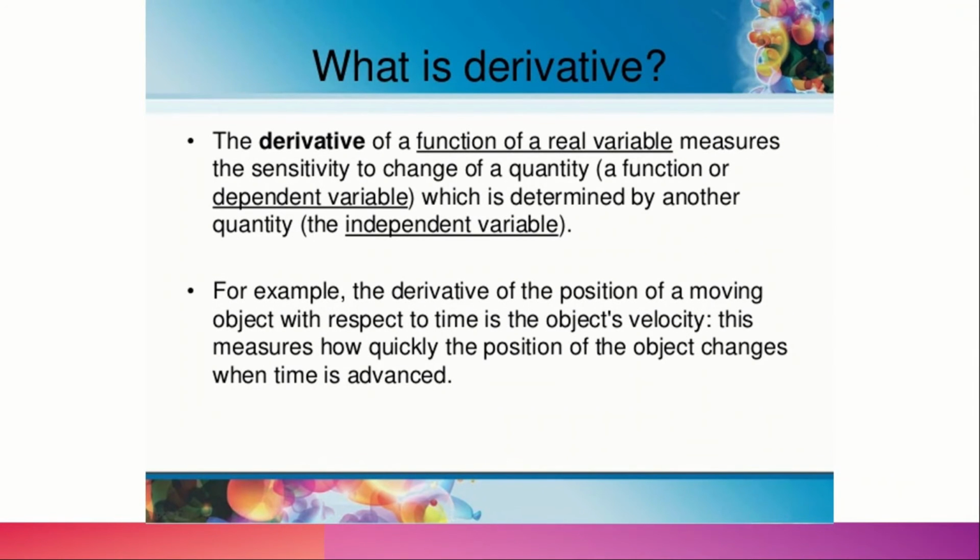Let us have a quick recap on the definition of derivatives and uses. The derivative of a function of a real variable measures the sensitivity to change of a quantity, a function or dependent variable, which is determined by another quantity called the independent variable. For example, the derivative of the position of a moving object with respect to time is called the object's velocity. This measures how quickly the position of an object, be it a human being or car or animal, etc., changes when time is advanced. In order to find out that motion, we will use a derivative.